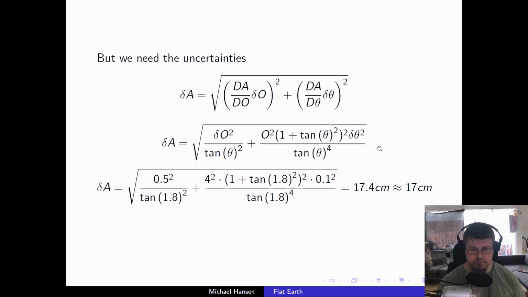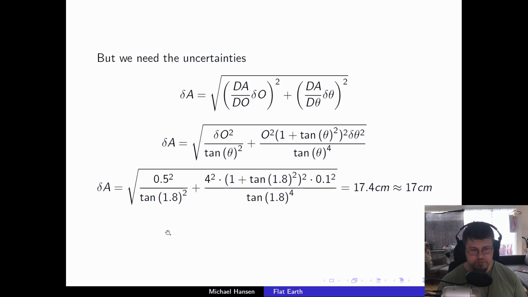Now it may seem like a terrible big formula, but if you check it out, it's actually not that bad. We have the uncertainty of O squared divided by the tangent of theta squared, plus O squared times 1 plus the tangent of theta squared, in parentheses squared. So this entire part here is squared, times the uncertainty of theta squared, divided by the tangent of theta to the fourth.